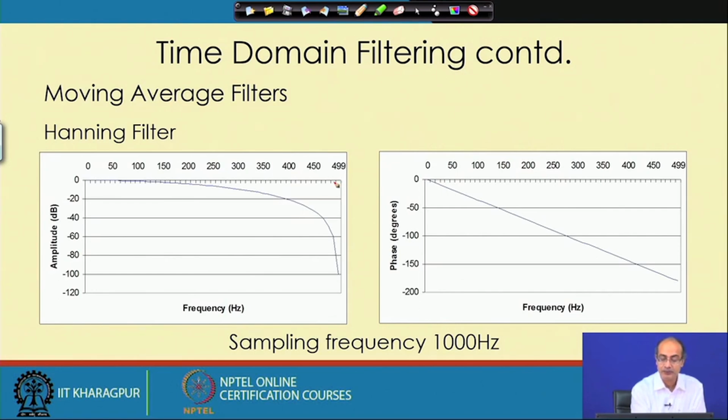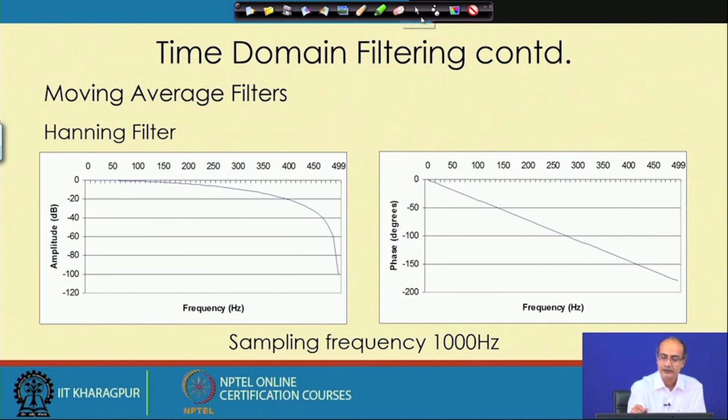I think, no, sampling is at 1000 hertz. After going up to 400 we get that minus 20 dB reduction. For 3 dB we may have to go lower, somewhere between 200 to 250 hertz. So it is a very slow kind of reduction, and only the very high frequency terms would be eliminated by this filter.